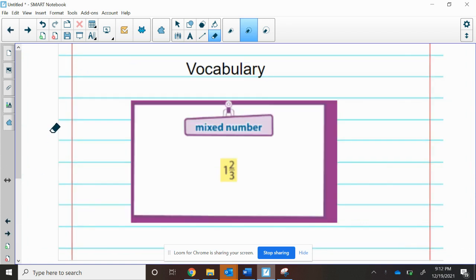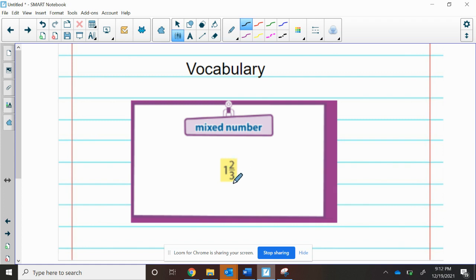We have one vocabulary word today. It is mixed number. And there is an example for you to write down as well. That example is 1 2/3. You will notice mixed numbers look a little bit different than the normal fractions we've been working with because it has that whole number attached to it.